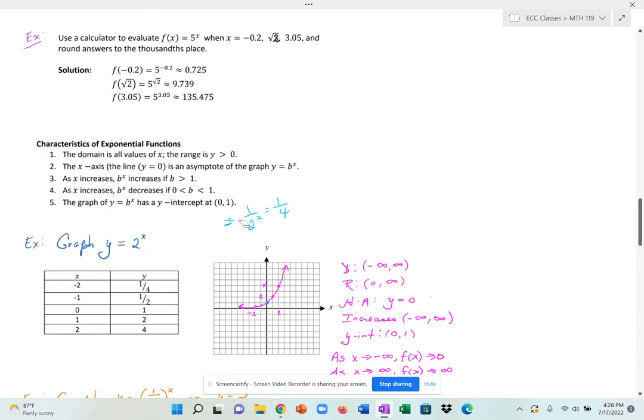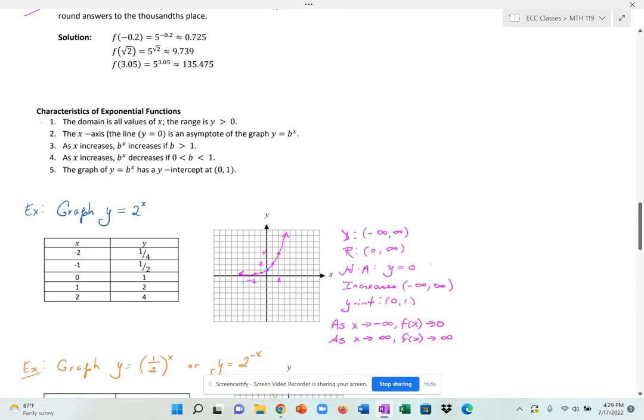So if you were to plot all those points on an xy plane, you get the graph that's here on the right. So here's the -2, 1/4, here's 2, 4, and all the ones in between. The one right here, 0, 1, that's your y-intercept. That's where it crosses the y-axis. And so a summary of some of those characteristics are here on the right side. Your domain is all real numbers. Your range is all positive numbers.